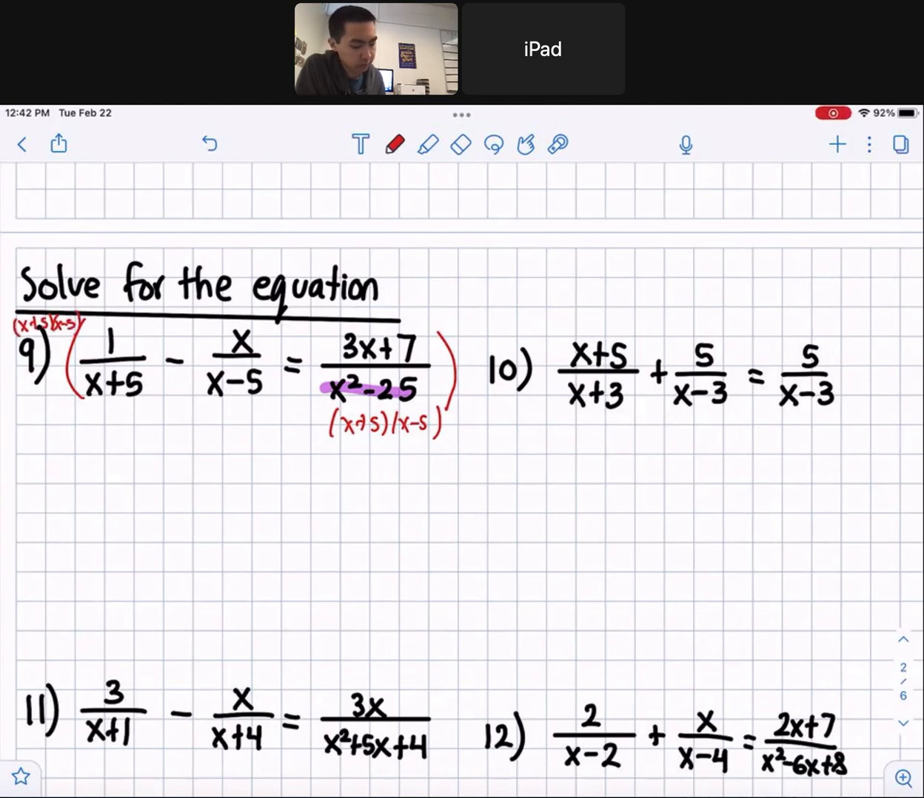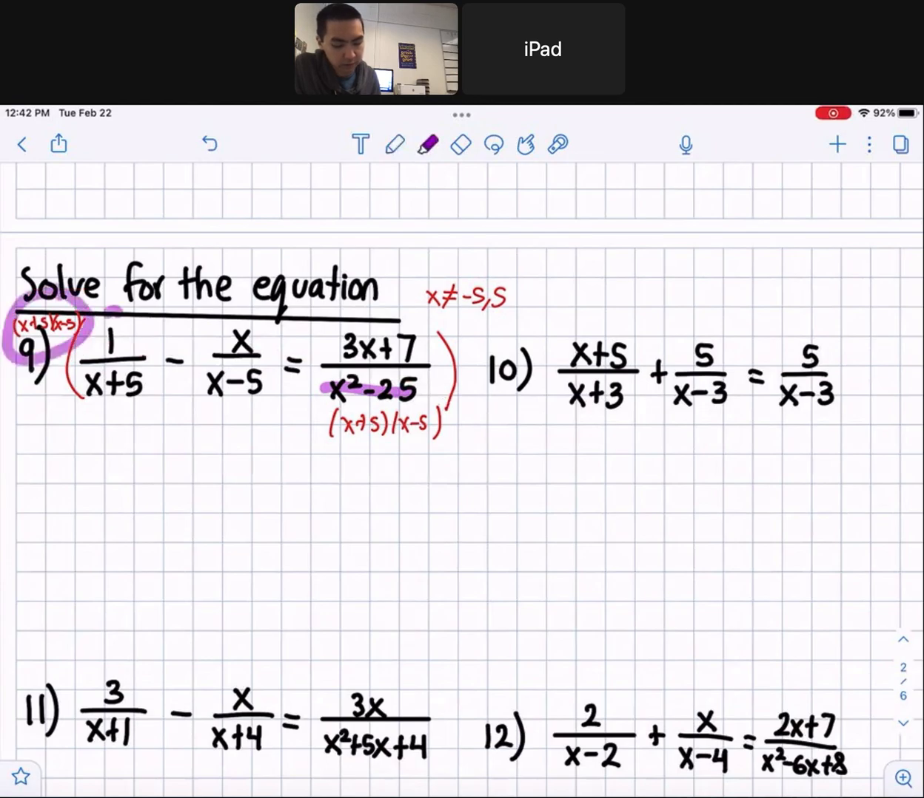So, and we also know x cannot be negative 5 or 5, because if this was negative 5, you guys, negative 5 plus 5 would be 0. If this was 5, then 5 minus 5 would be 0 in the denominator. So that will come in handy maybe. So now let's multiply everything by the LCD, you guys, so that we can get rid of all the denominators.